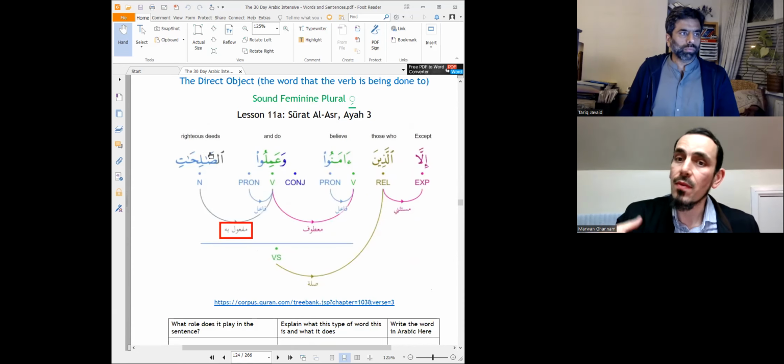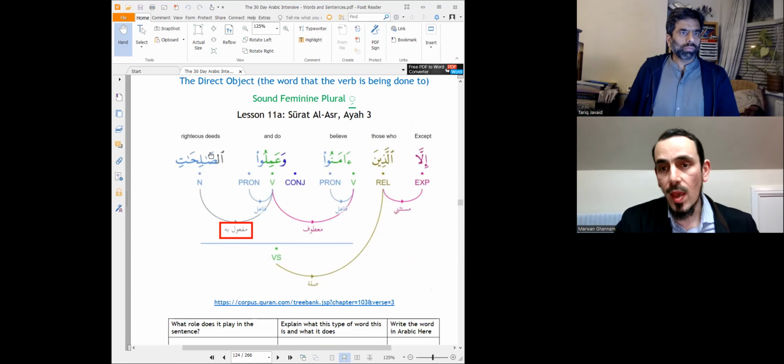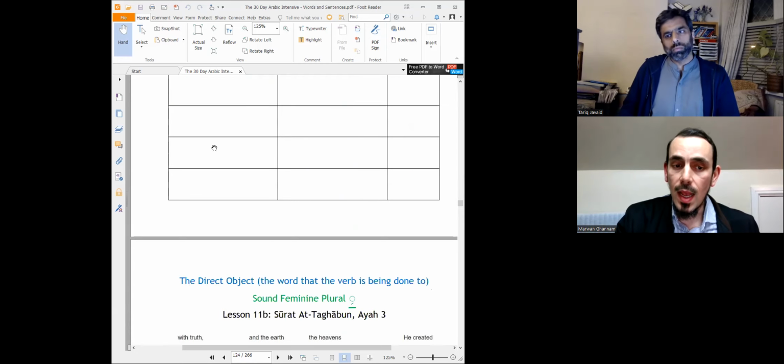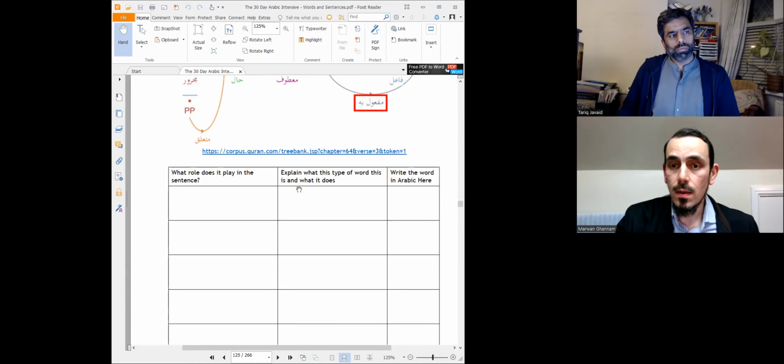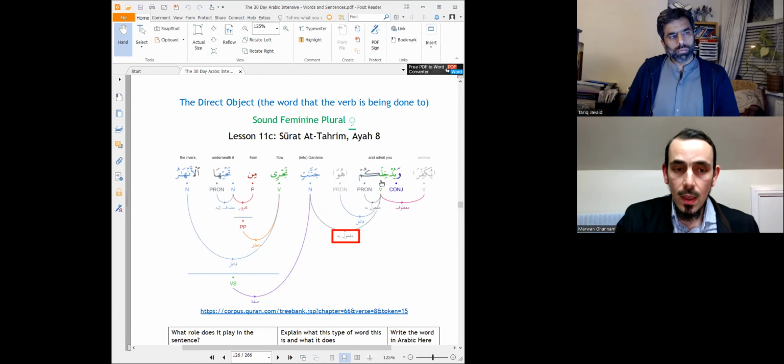Hal is more of an advanced concept. But maf'ul bihi, a direct object, is simple. So you can see salihati here. You can see خَلَقَ السَّمَاوَاتِ. And you can see here, where's the word? Yeah, this one here. Jannatin. This is the one that before I learned Arabic, I didn't get. Why has it got a kasra at the end? Jannatin. Yeah? Correct. Okay. Any other questions?